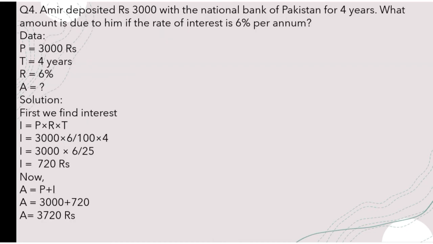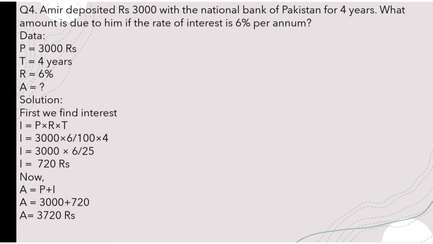Now question number 4 is: Amir deposited rupees 3000 with the National Bank of Pakistan for 4 years. What amount is due to him if the rate of interest is 6% per annum? So he deposited rupees 3000, and I told you that the money saved in a bank is called the principal. So our principal is 3000 rupees. Now 4 years, of course, is the time, T equals 4 years. Rate is given, which is 6%, and we have to find the amount.